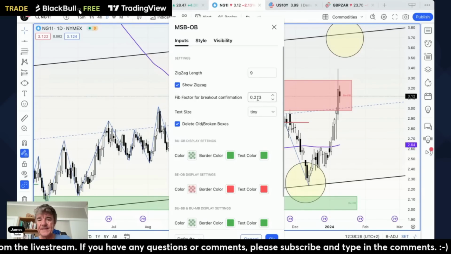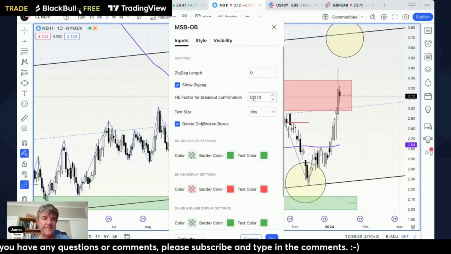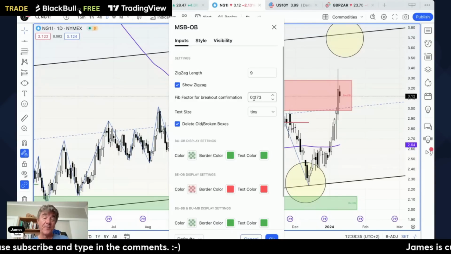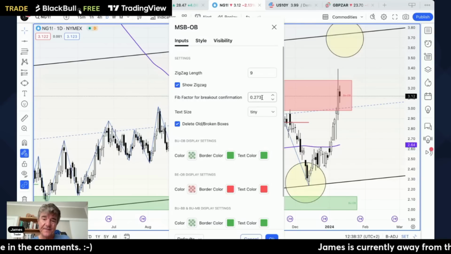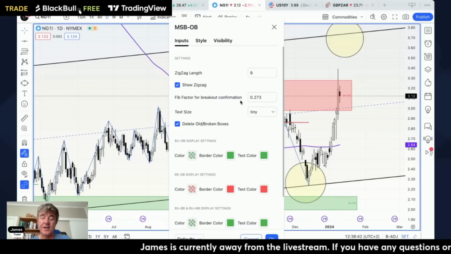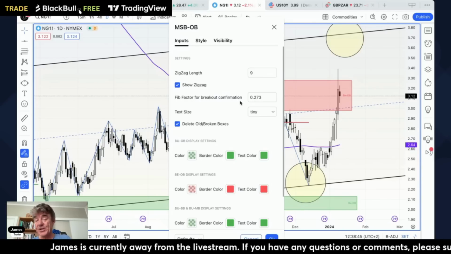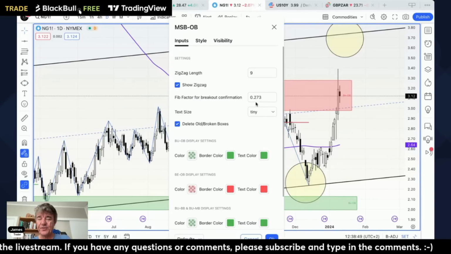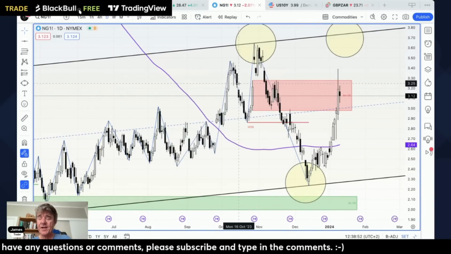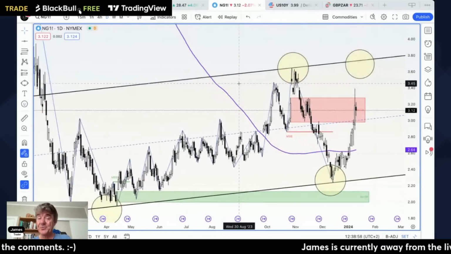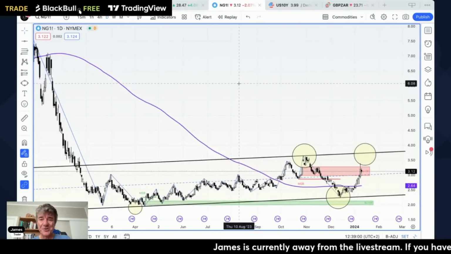And I've changed that default. A little tip I picked up from the video that TradingView puts out to promote this indicator, or the people that develop the indicator: I've changed the default to 0.273 on this fib factor for breakout confirmation. I don't even know what that is, but I've changed it as per the recommendations. It doesn't seem to make any difference. The default's 0.33, and you get these lines, and you'll need to check them because they're not always accurate, but they roughly represent the supply and demand or order block areas with a fancy new terminology.